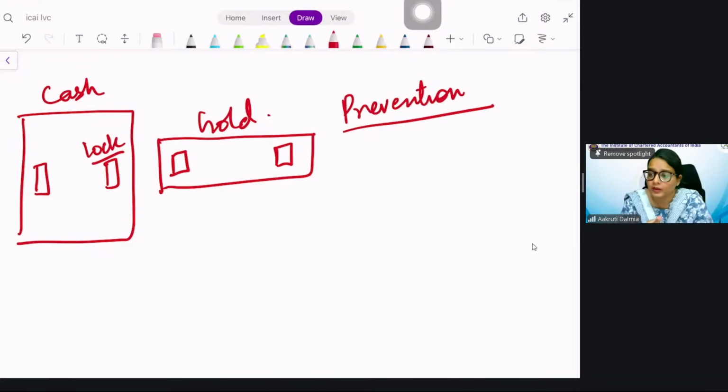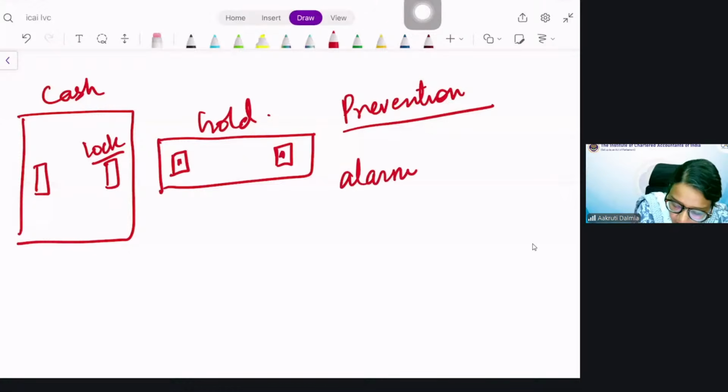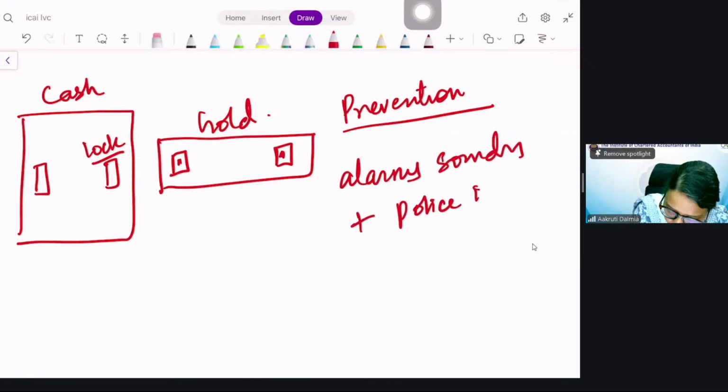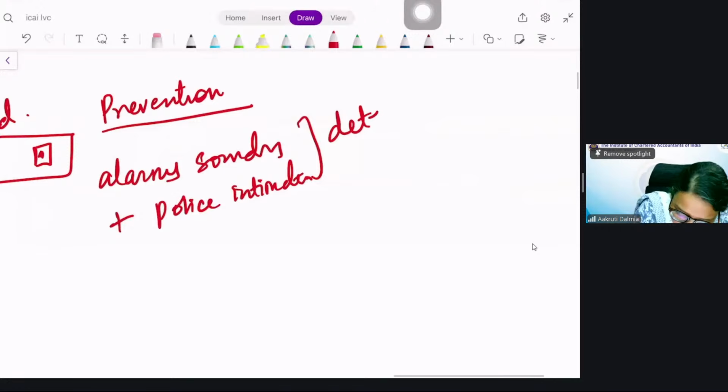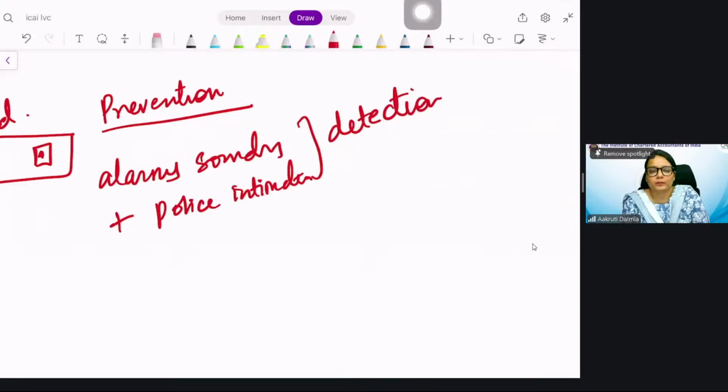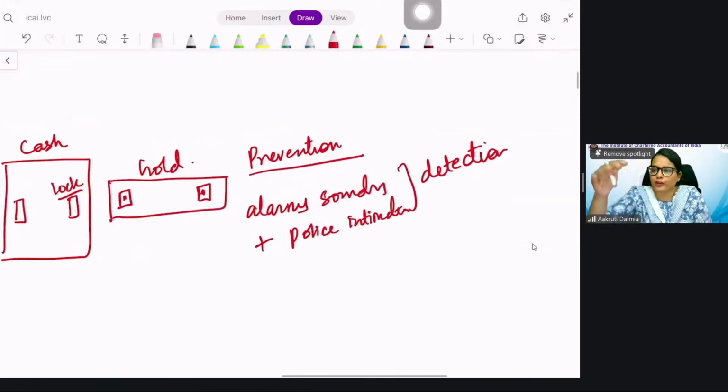But let's say a very skilled thief has come and he opens these doors. Then an alarm starts sounding, plus the police are informed. Is this prevention? No. What is this? This is detection. So when prevention fails, do we build the control system only for prevention, or for detection also, so that if prevention fails, it gets detected?